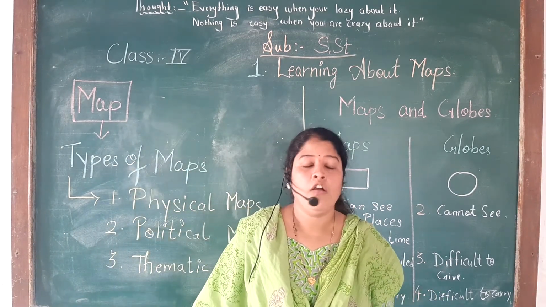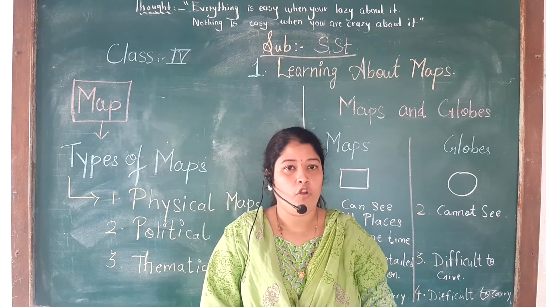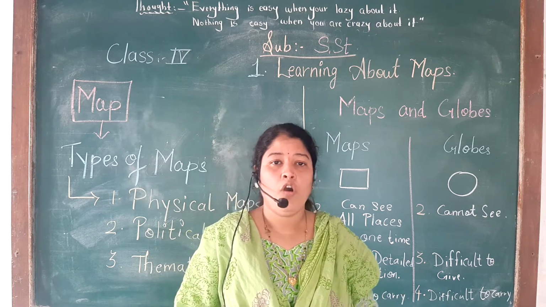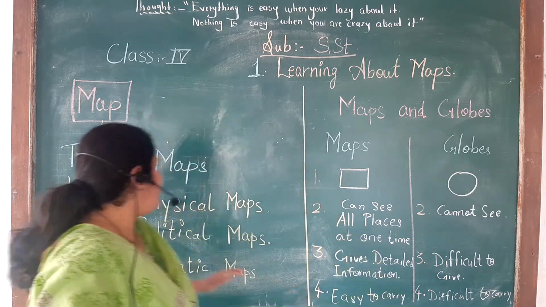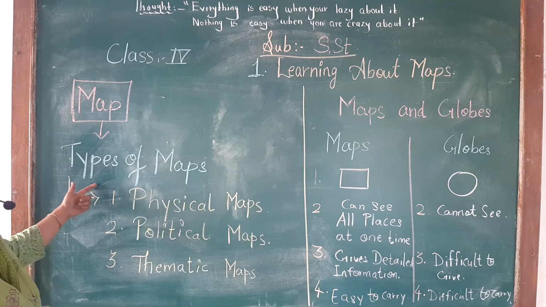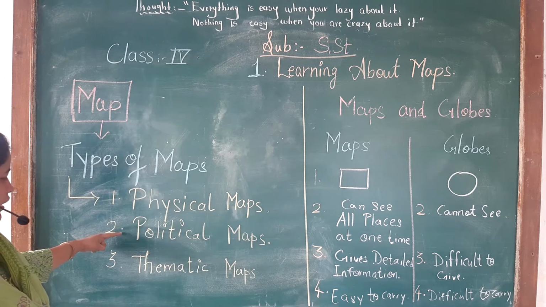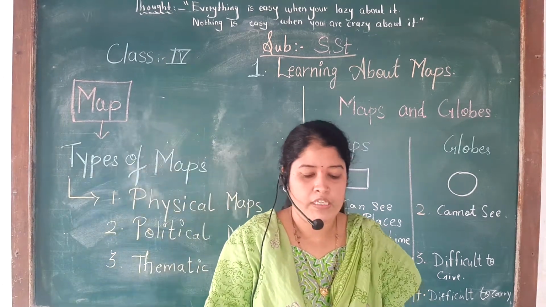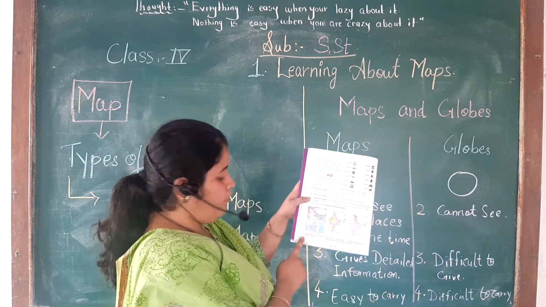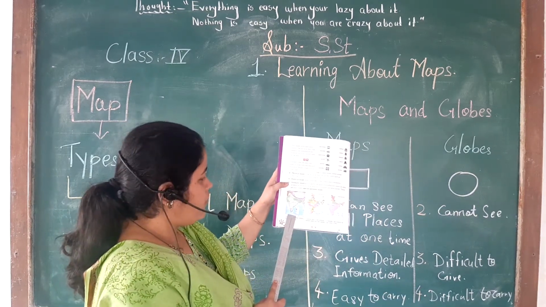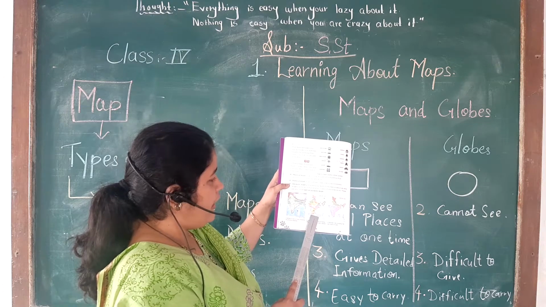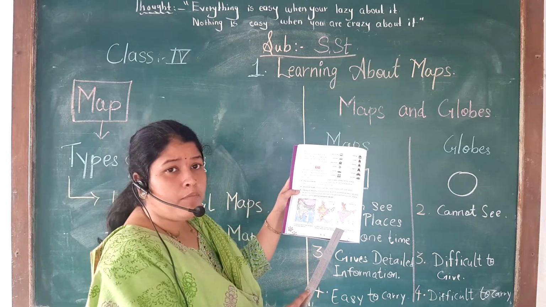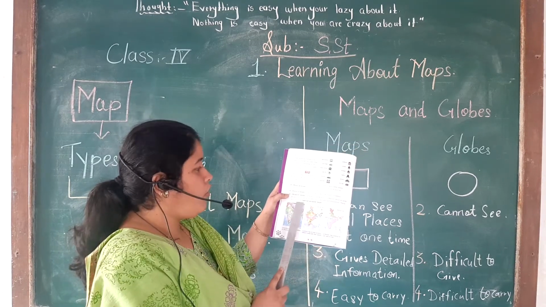Now see, students, one thing is clear: drawing of the earth's surface on a flat surface of paper, or any flat surface, is a map. So there are different types of maps. First is physical map, political map, thematic map. Now see, on page number 6, three images are given. Can you see? First is a physical map, second is a political map, and third is a thematic map. All three maps are of India only. So now we'll see one by one.